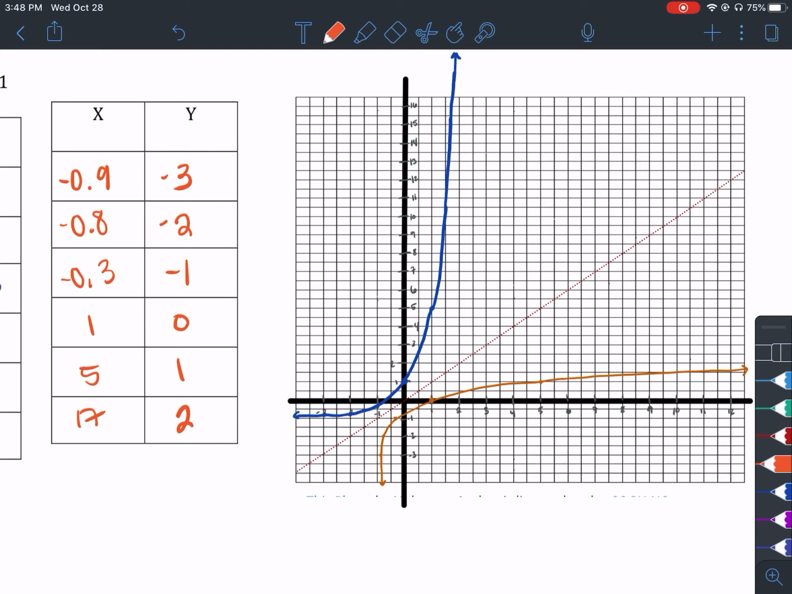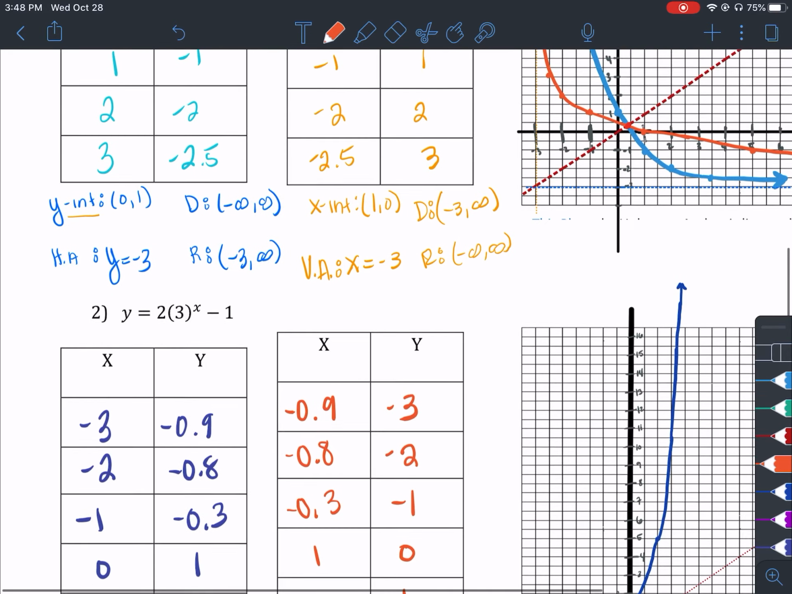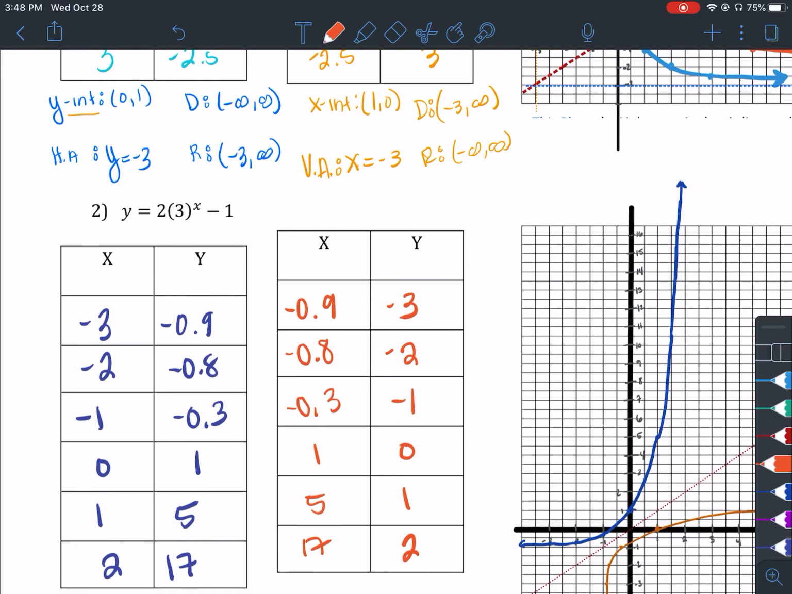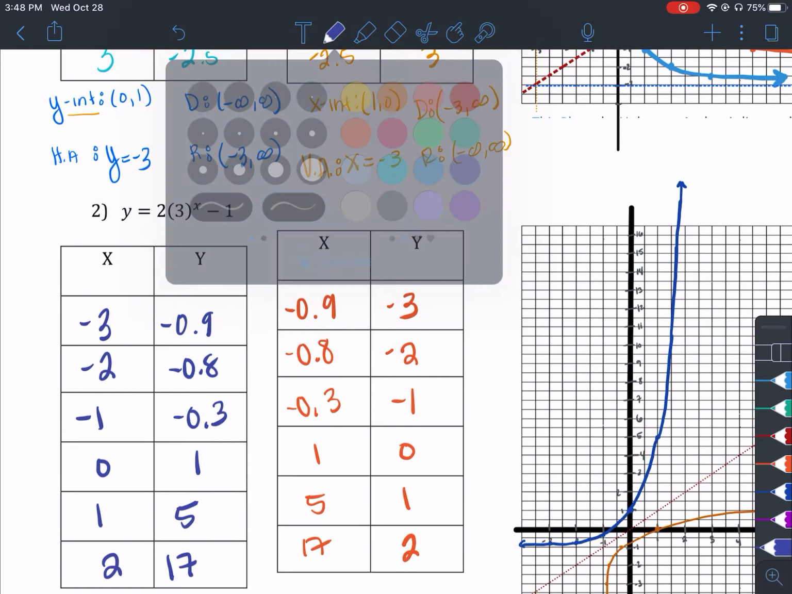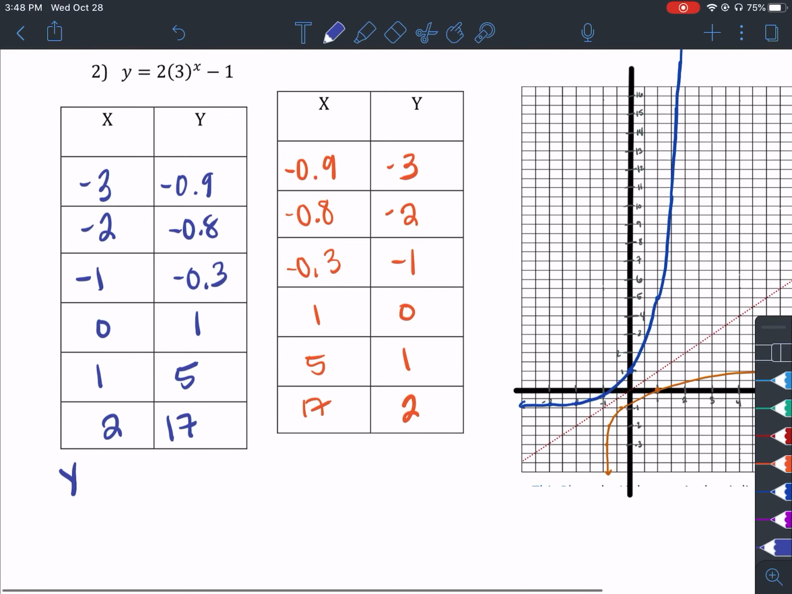So once again, what we're really talking about here are those key features and seeing how they're related to each other. And so we want to see some of the same stuff that we saw above. So we're going to be talking about the same exact key features. We want to be talking about the y-intercept, that horizontal asymptote, that domain, and that range.